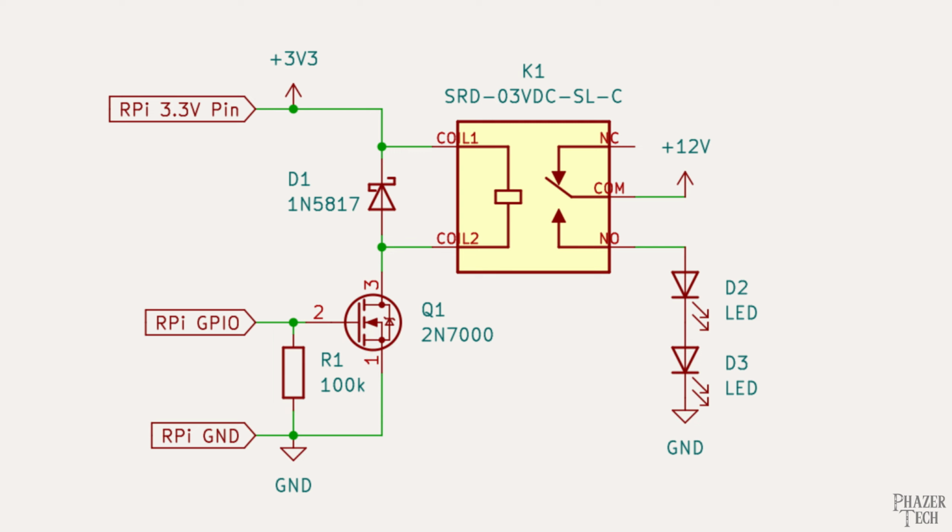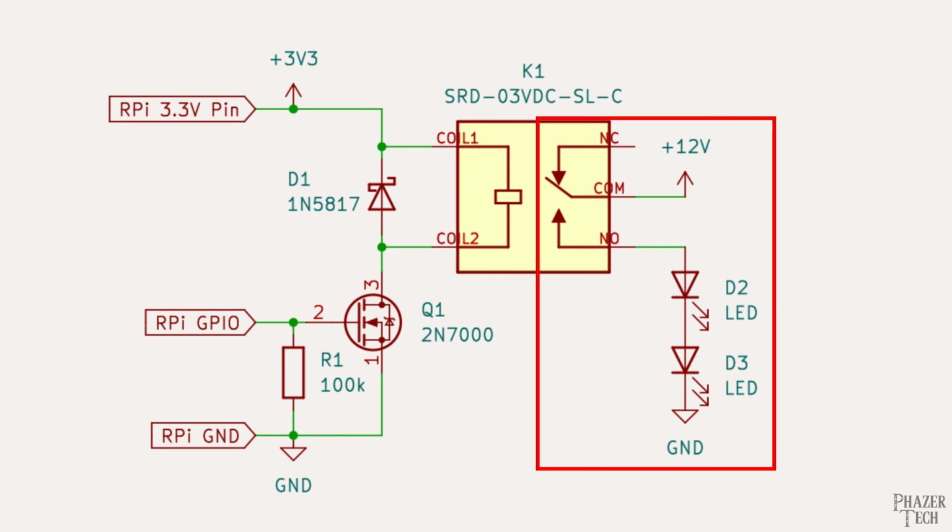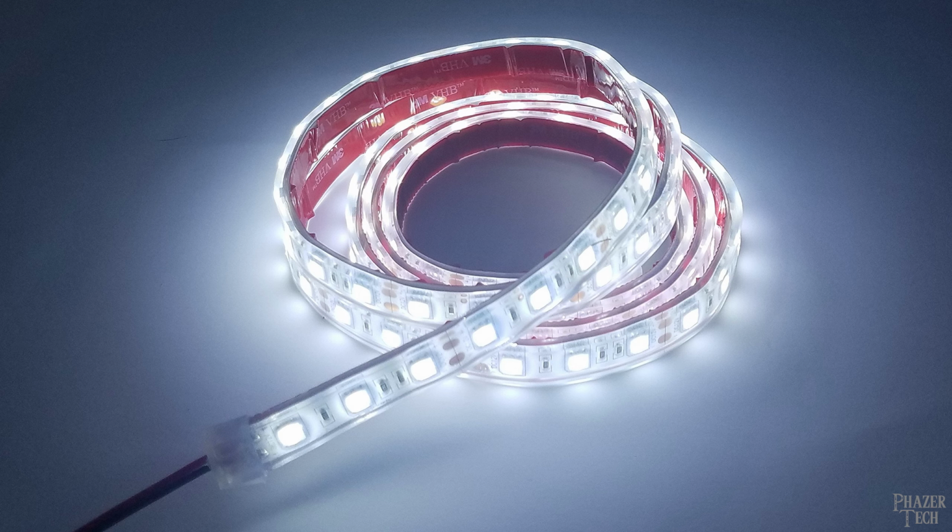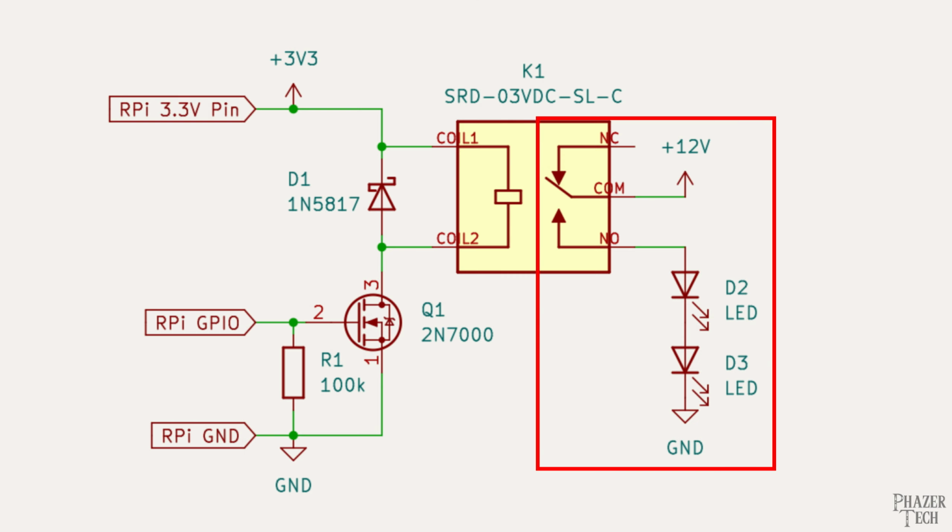Now on the other side of the relay we have the NC, COM, and NO pins. In this example I've connected a separate 12-volt power supply to the common pin, and then connected a 12-volt LED strip to the NO pin. I placed two LED symbols here to represent the LED strip. So just to be clear, don't try to connect two individual LEDs to 12 volts, since they'll likely fail. The other side of the LEDs are connected to the 12-volt power supply's ground.